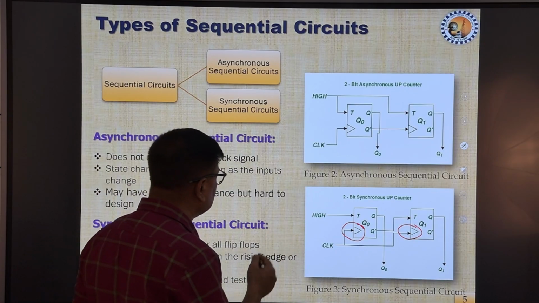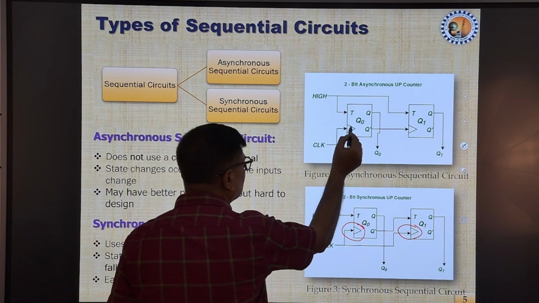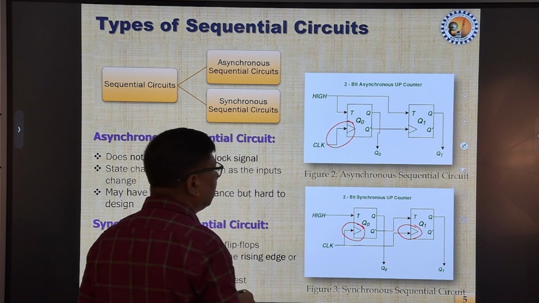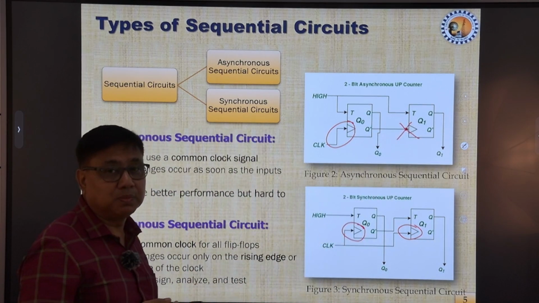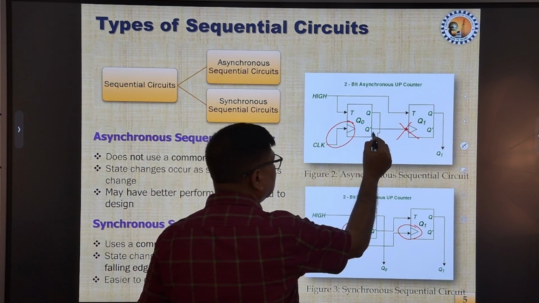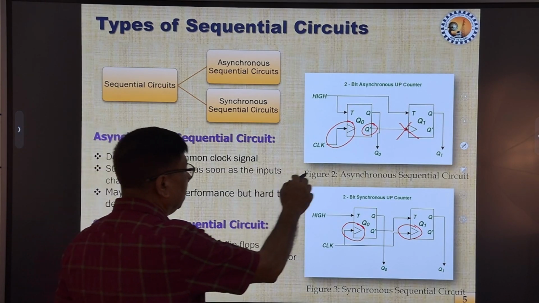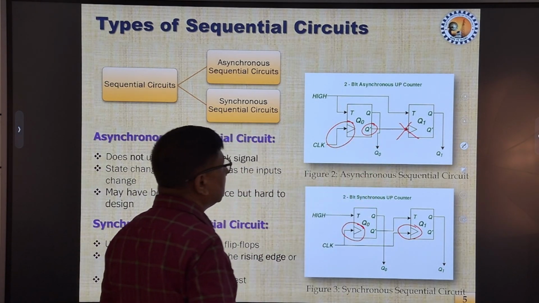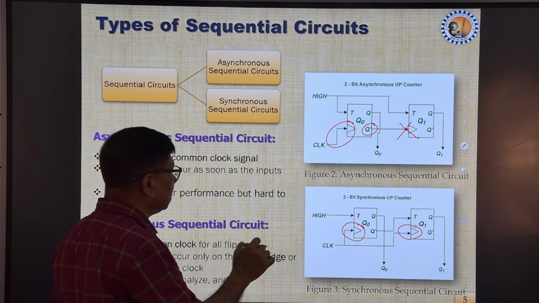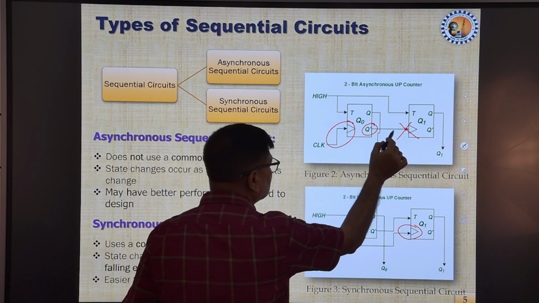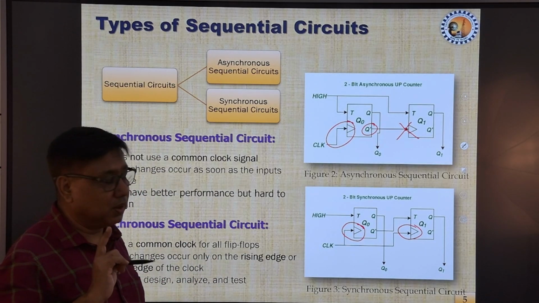But if we see the same thing in an asynchronous up counter, we can see that the original clock signal is applied to one flip flop, but it is not applied to this subsequent flip flop. Rather, its clock input has been derived from the complementary output of the first flip flop. So, in asynchronous sequential circuits, the basic difference is that the clock signal is not applied parallelly or simultaneously to all the flip flops.